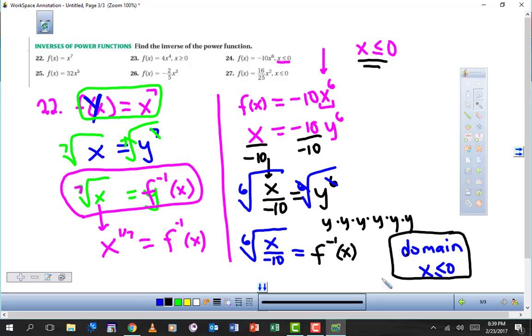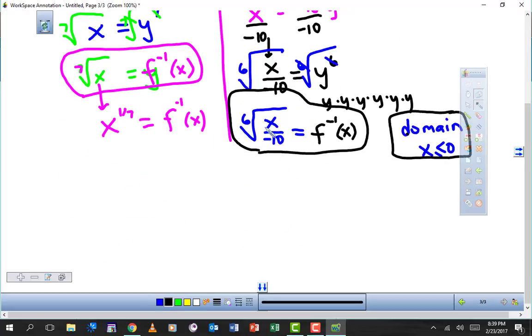So anyhow, there's a couple examples we've done. Just keep in mind that sometimes they will write this as a fractional exponent. So they might write this as x over negative 10 like this, and they might write this to the 1/6 power. Those are equivalent answers. So there you have it.